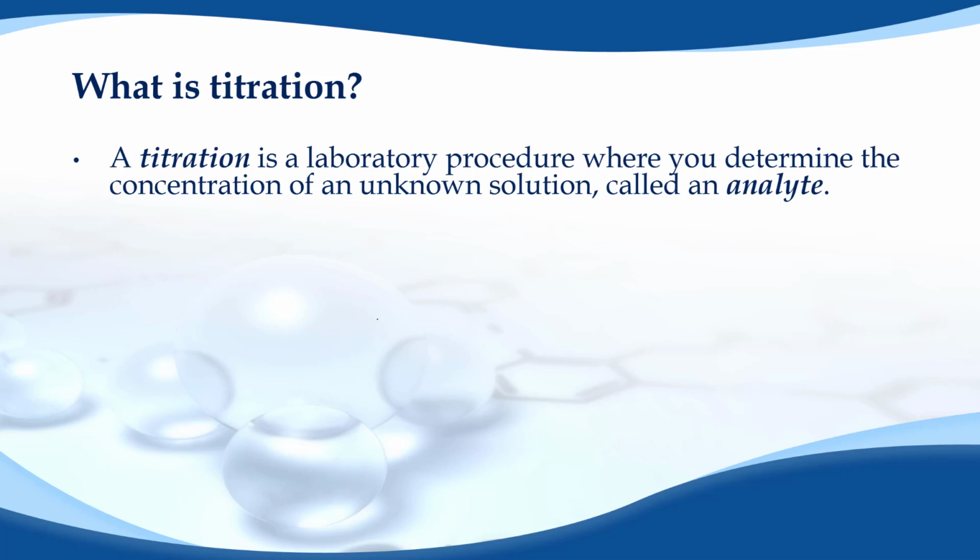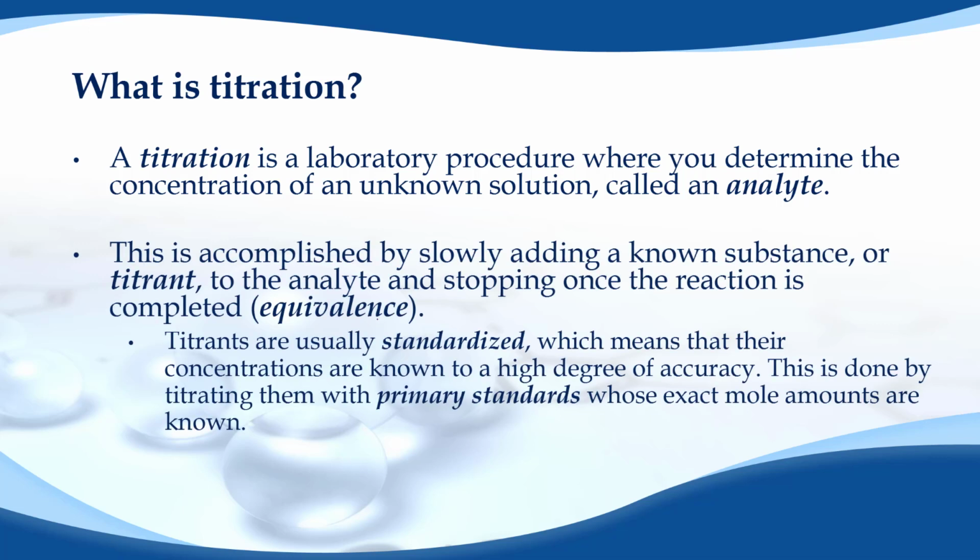The way we determine that information is that we react it with a substance that we do know the exact concentration or amount of. That is called the titrant. What we're going to do is very slowly add titrant into our analyte solution, causing it to react. And we're going to stop that reaction once the reaction is completed. When the reaction is completed stoichiometrically, that's a point called equivalence. Once we reach equivalence, we're going to stop.